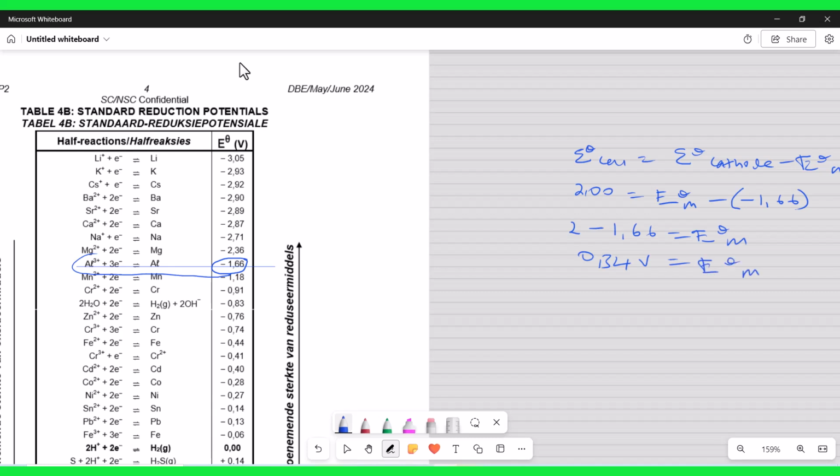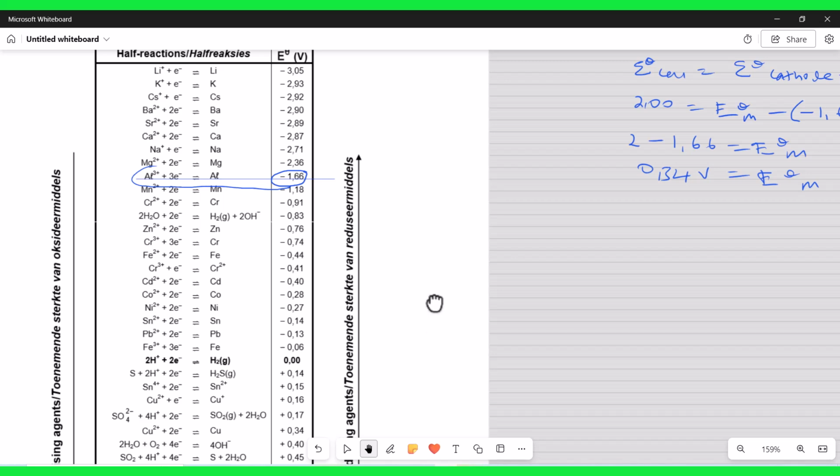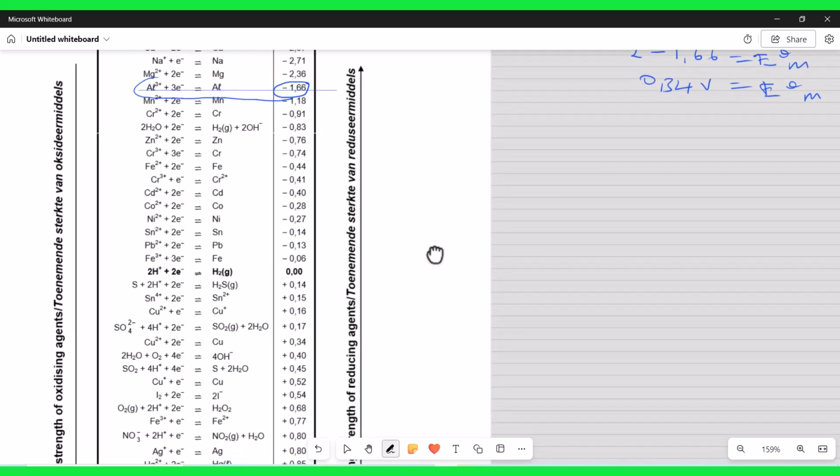So I check here in my table where I have 0,34, and then that will be the metal M, 0,34. If you check here, 0,34 is this one here, and so it must be copper. So my metal M is what? It is copper. All right, let's proceed here.